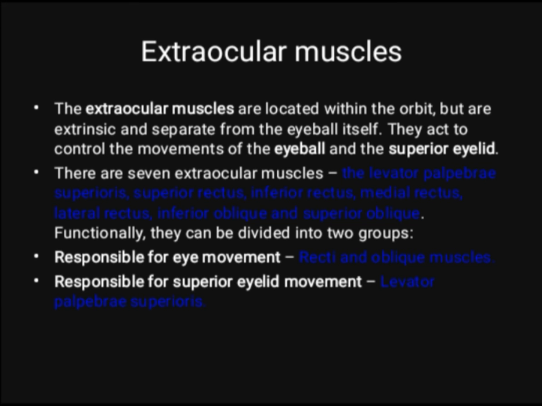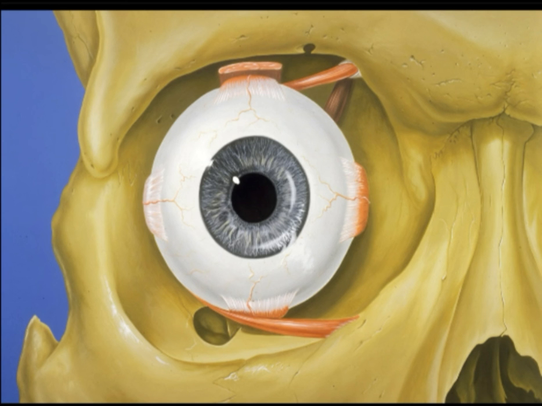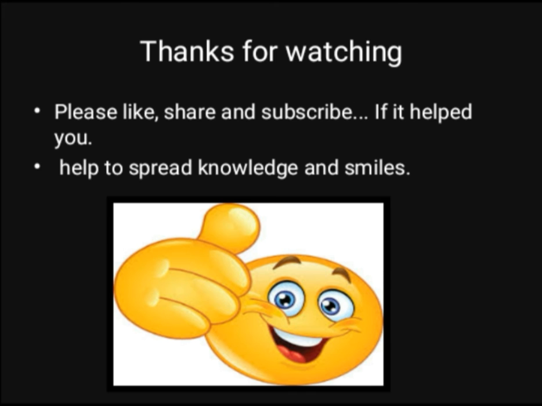Now next is the location of the muscles. You can see this one, this one, this one, and this one. These four are the rectus muscles, and this is the oblique muscle. These are attached on the sclera part of the eye.